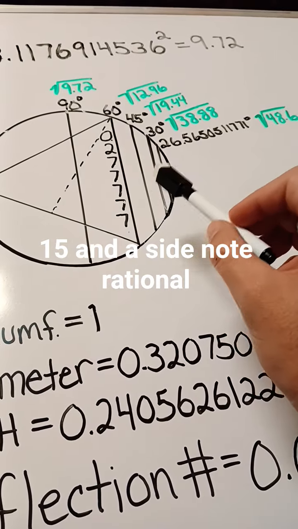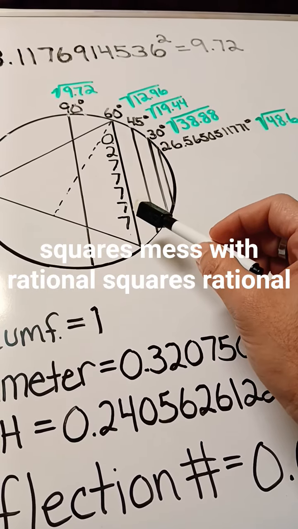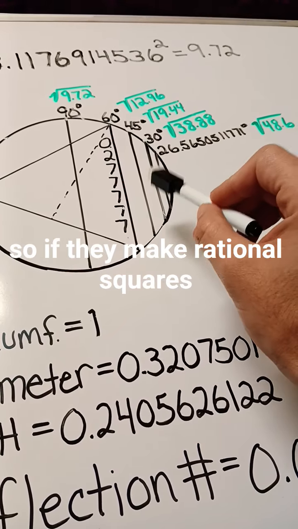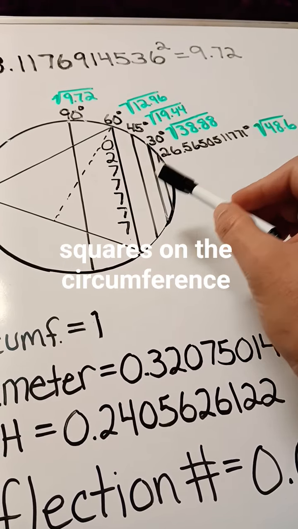And a side note, rational squares mess with rational squares. Rational squares don't mess with irrational squares. So if they make rational squares on the inside, they'll make rational squares on the circumference.